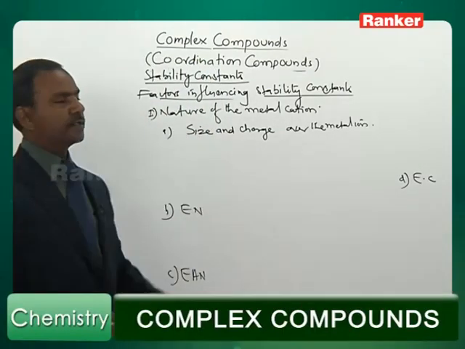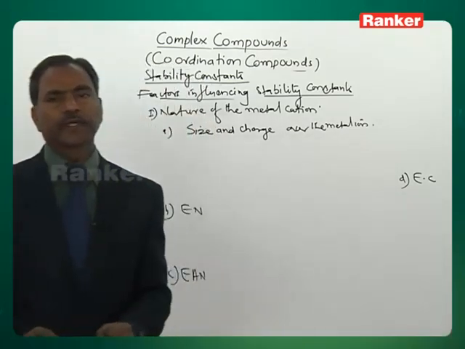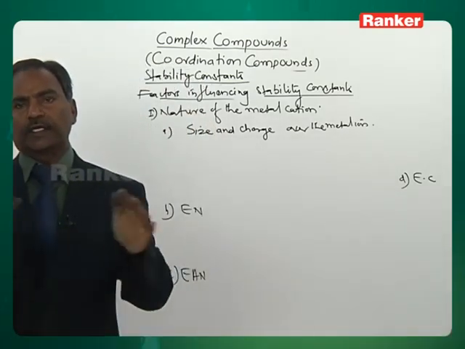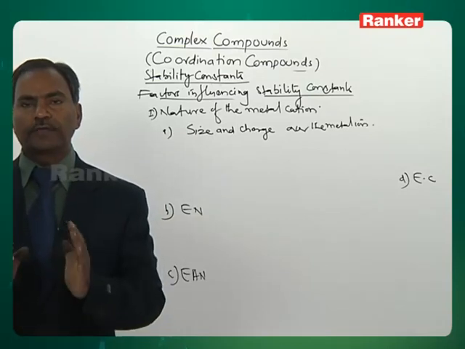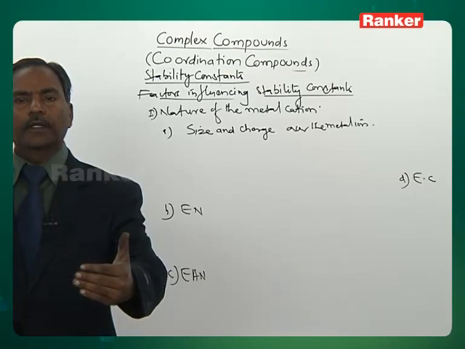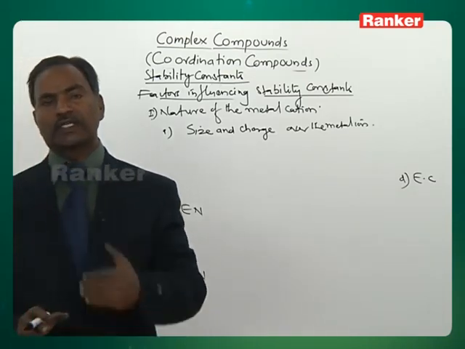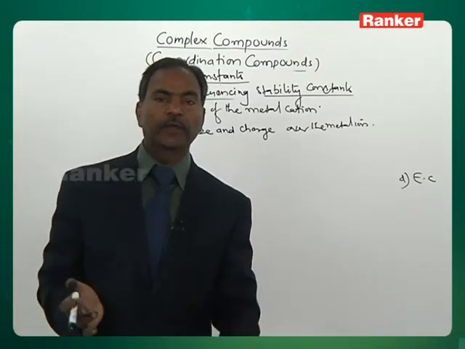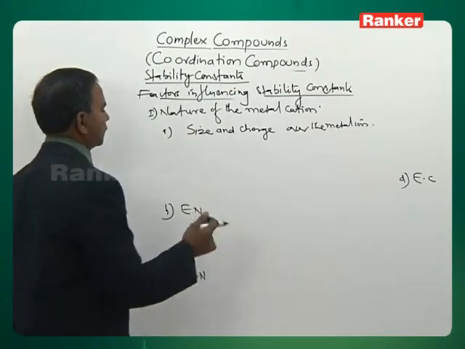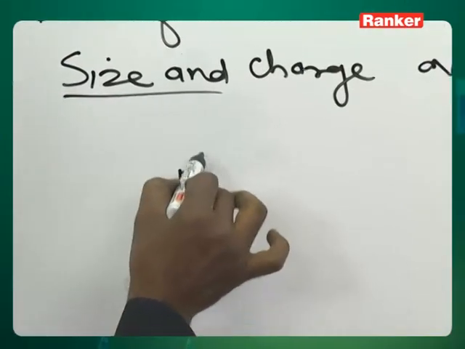This is the first one, size and charge. Remember, a metal cation with a smaller size possesses greater charge density, then it will show greater electrostatic force over the ligand. Strength of the bond will be high. Therefore, a metal cation with smaller size possesses greater charge density and produces a highly stable complex. See how? A metal cation with smaller size.